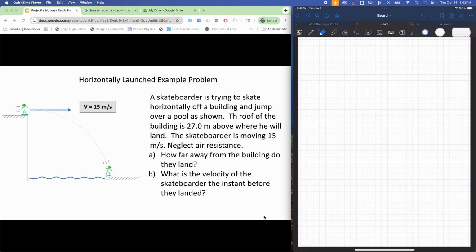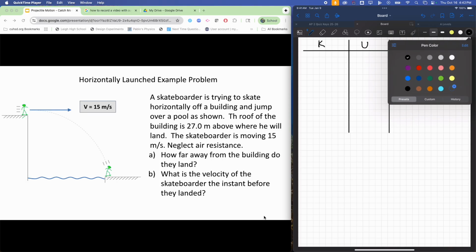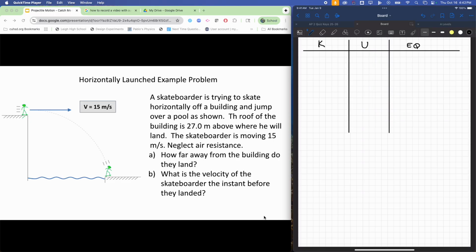Now, we're going to solve this problem in much the same way we've solved previous problems. It's going to require a KU-EQ table, but now my KU-EQ table is going to have a second layer of information. I'm going to separate my horizontal motion from my vertical motion. So I'm still going to have knowns, unknowns, and equations, but I'm also going to separate it into horizontal and vertical information. I'll draw a line here. This is my vertical information, and this is my horizontal information. It doesn't matter what order you put that in.